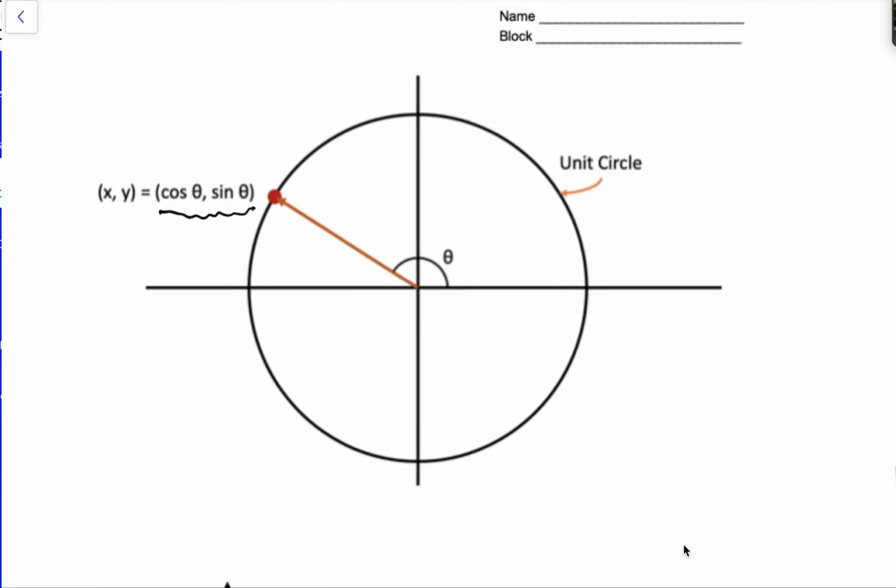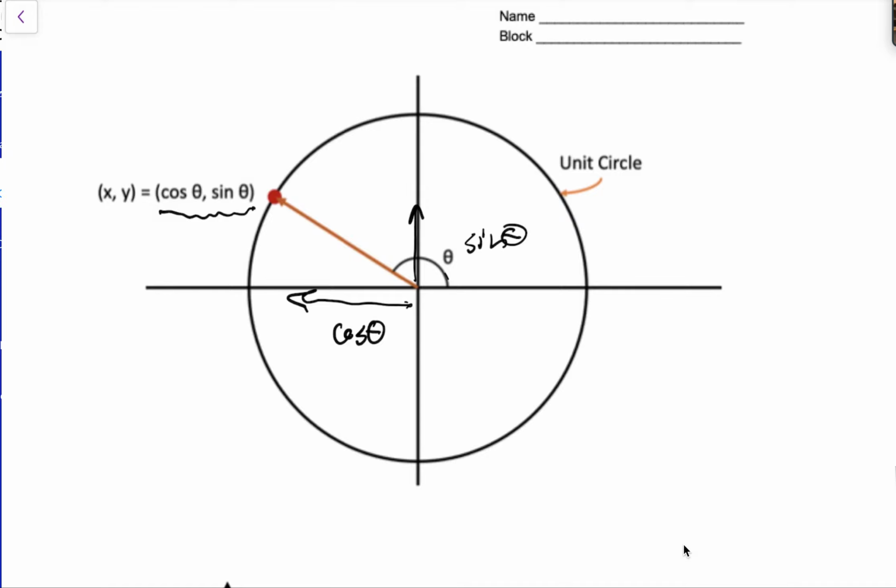So the distance that you've gone over in the x direction when you have rotated through an angle theta is the cosine theta. And the distance that you go up or down when you turn through angle theta on the unit circle is the sine theta.